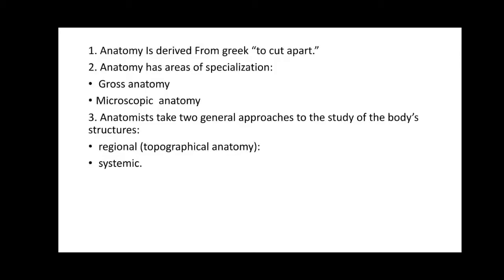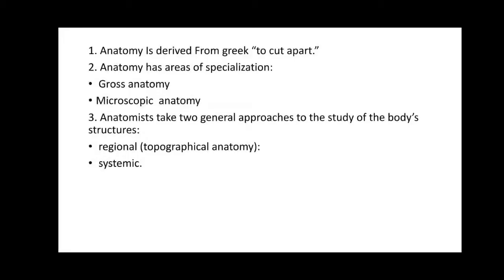Like most other disciplines, anatomy also has areas of specialization, which are gross anatomy and microscopic anatomy. Gross anatomy is also otherwise known as macroscopic anatomy. As the word suggests, macro means large, so it is the study of structures which are large enough to be seen without the use of magnification. On the other hand, we have microscopic anatomy, which is the study of structures that can only be observed using a microscope.